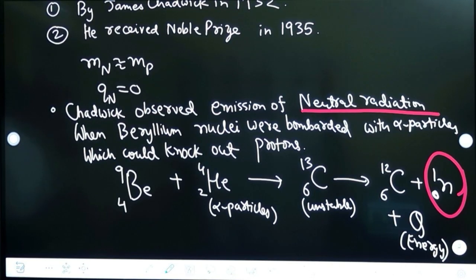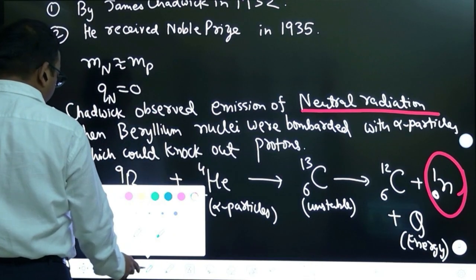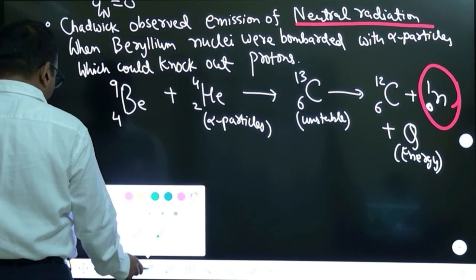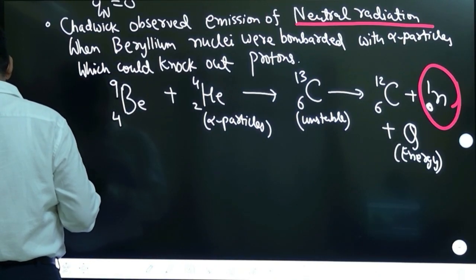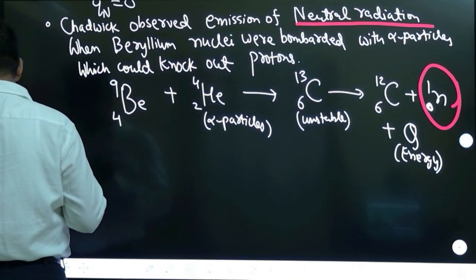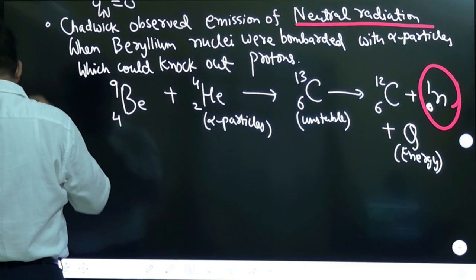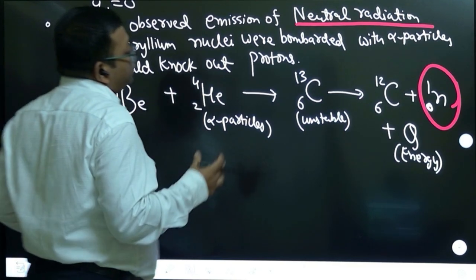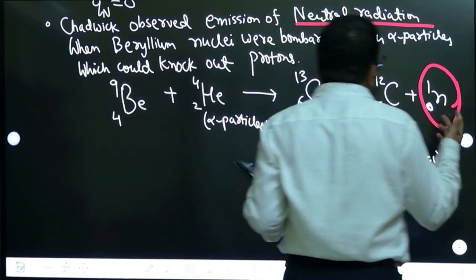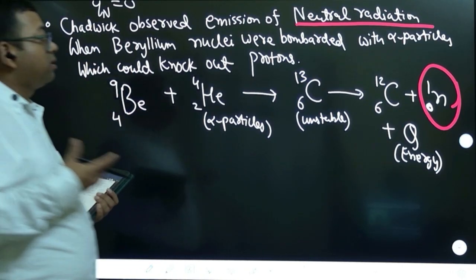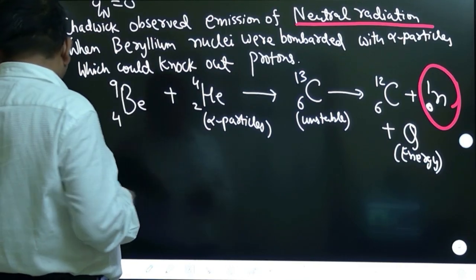Then he did the calculations. How did he do the calculations? He did the calculations to find out mass of neutron and other things. He applied some conservation ideas. If the neutral radiation consisted of photons, the energy of the photon would have to be much higher. Chadwick therefore concluded that neutral radiations are made up of neutrons. If this radiation were photons, then photon energy must be very high, but the energy here was not so high.